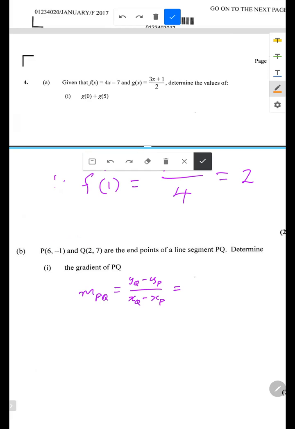So it becomes 7 minus a negative 1, because yp is actually negative 1 right there. So 7 minus negative 1 over 2 minus 6. Therefore, the gradient of PQ is 7 minus minus is plus, so that is 8 over 2 minus 6, which is negative 4. 8 over negative 4 is negative 2. And basically that's the gradient of the line, negative 2.